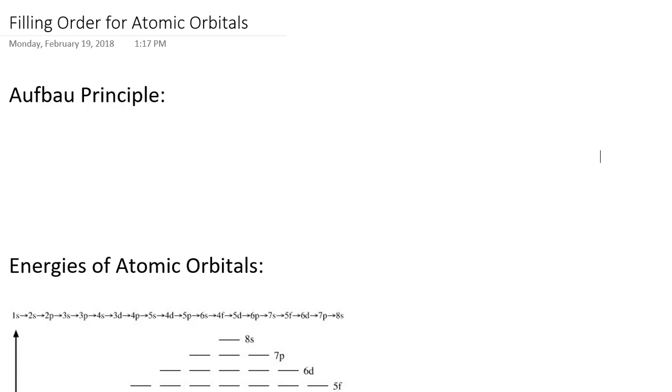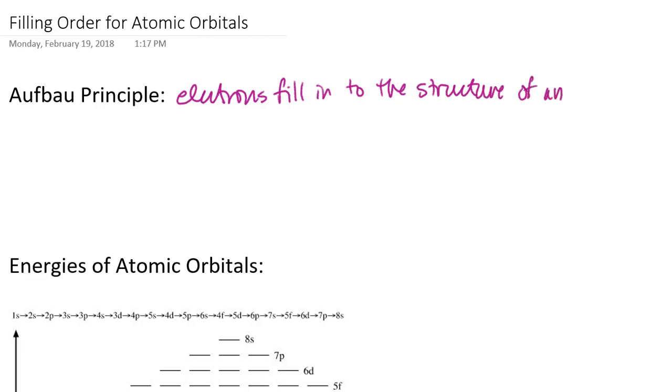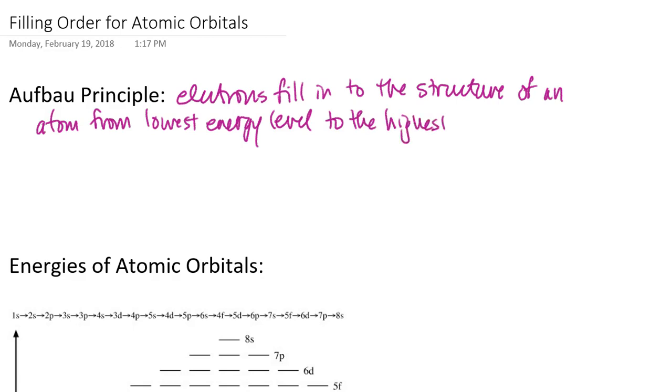But then we also must be aware of the guiding principle for how electrons fill into an atom structure. And that guiding principle is called the Aufbau principle. And all that really means is that electrons fill into the structure of an atom from the lowest energy level to the highest energy level. And so the next thing that we have to keep in mind is understanding the relative energies of all of these different energy levels and all of these different orbitals. And that isn't as easy as it might seem.